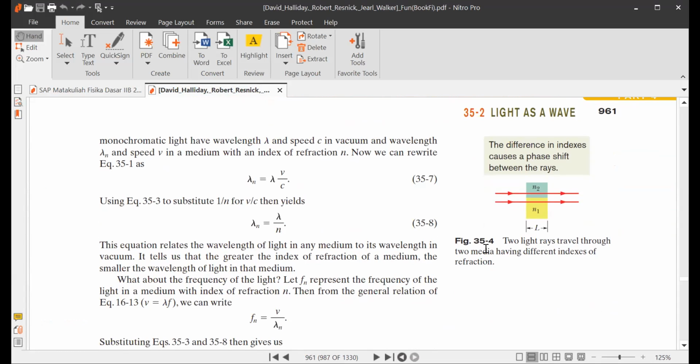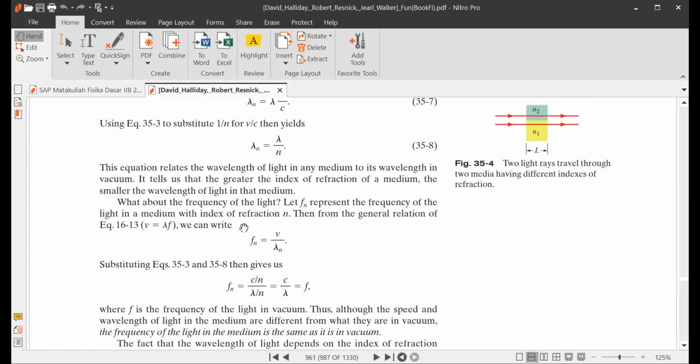So you see that this V here depends on the index of refraction n. So this lambda should also depend on n, and also this frequency, in general.